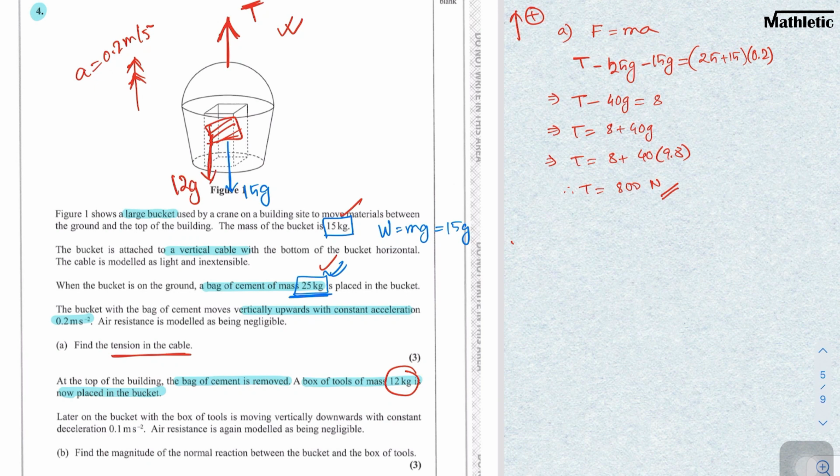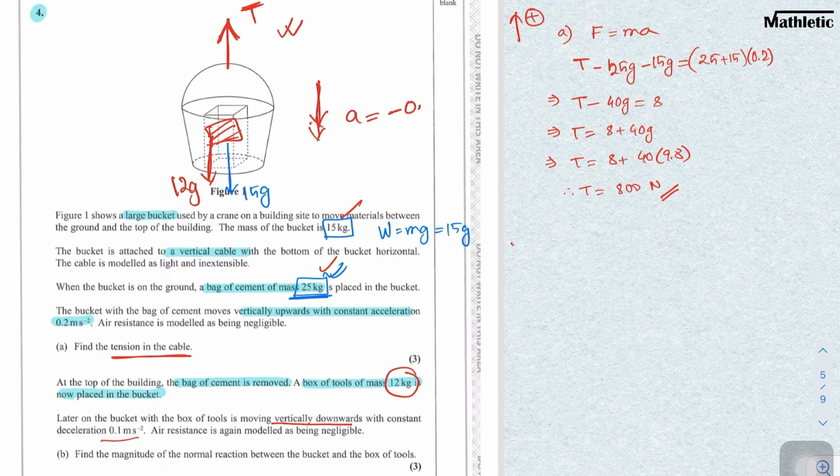Later on, the bucket with the box of tools is moving vertically downward. So you can draw a separate diagram for this one. I'm just changing the direction here. Now they will move downward with a deceleration of 0.1, so that's why minus 0.1 meters per second squared, since they are decelerating. It's negative acceleration. Air resistance is negligible.